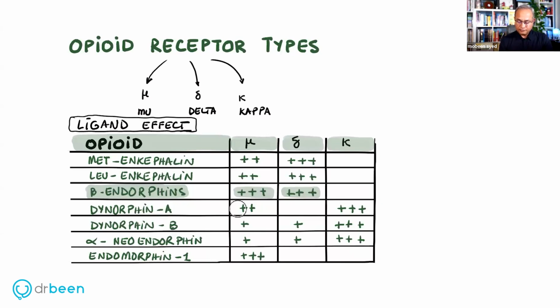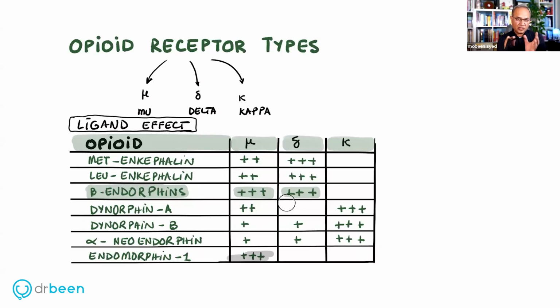Then dynorphin, if you see here, mu and kappa, so you can now probably think already kappa would cause dysphoria. Then dynorphin B, you can see that result over here. Then alpha-neoendorphin and beta-neoendorphin. So again, more on kappa, and then endomorphin, more on mu. So the point of this little slide is to, number one, show various opioids and where they act more.